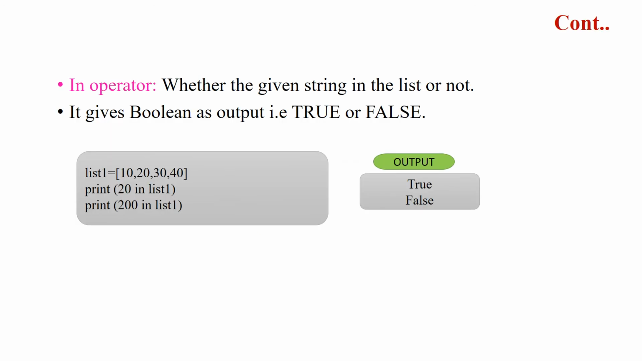The next one is the in operator. It is used to tell whether the given item is in the list or not. It always returns a boolean value as an output. Either it returns true or it returns false. See, in this example I have given list 1 equal to the list of values 10, 20, 30 and 40. So 20 in list 1: yes, it is available, so it will return true. See, print 200 in list 1. The 200 is not available in the particular list, so it will be printed as false.